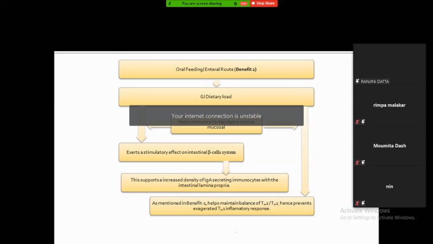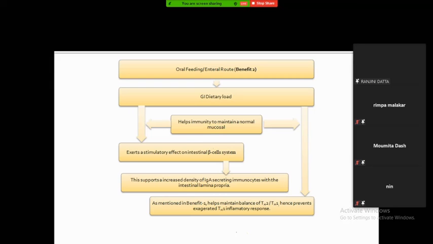The second benefit that you can talk about is that if there is a GI load, it will help in maintaining the normal mucosa, which I mentioned in my very first slide, and have a good stimulatory effect on the B cell system, that is the acquired immunity system.